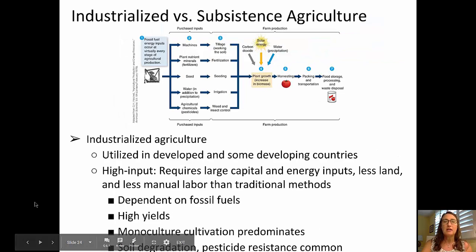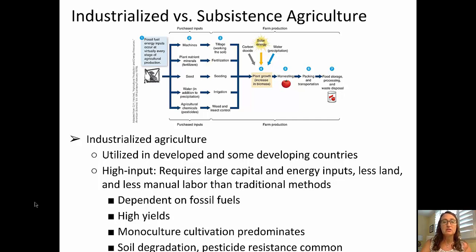So we'll start out by talking about the process of industrialized versus subsistence agriculture. So a few things about industrialized agriculture. You can see the model diagram here up at the top, and it helps us understand that industrialized agriculture is really high input. In other words, it requires a lot of capital and energy inputs. It requires less land and less manual labor than traditional methods do.